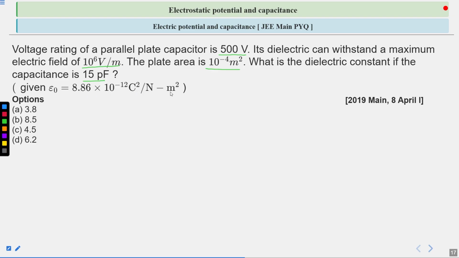So we know that this is the maximum limit that a dielectric can withstand. This is the breakdown electric field, 10 raised to power 6 volt per meter, and the plate's area is this, and the voltage rating of the parallel plate capacitor is 500 volt. This is the capacitor, and we have to find the dielectric constant. Options are 3.8, 8.5, 4.5 or 6.2. I will give you some time to think about it.